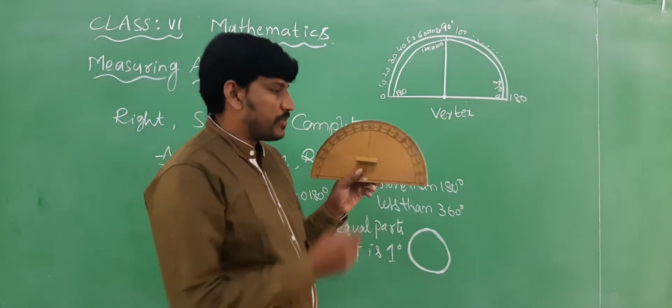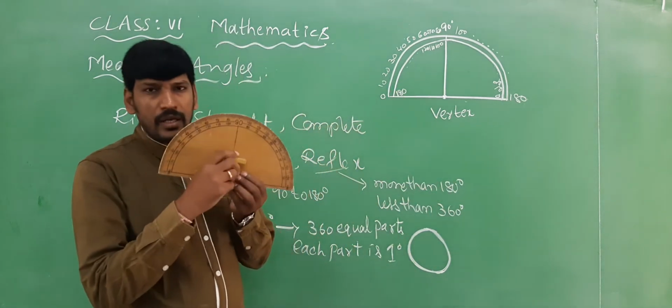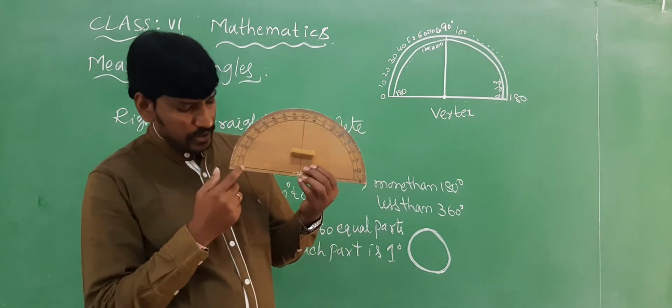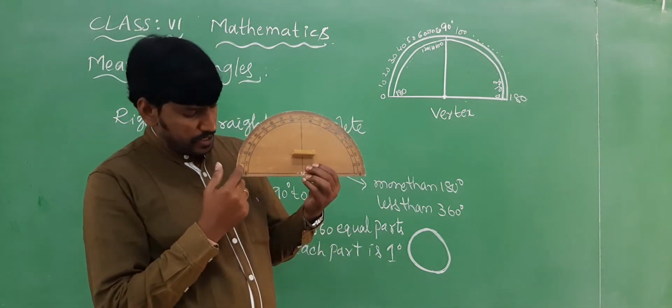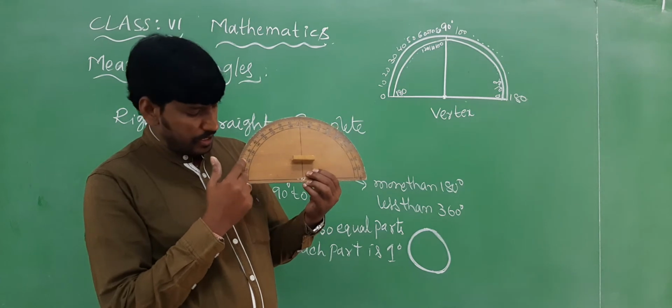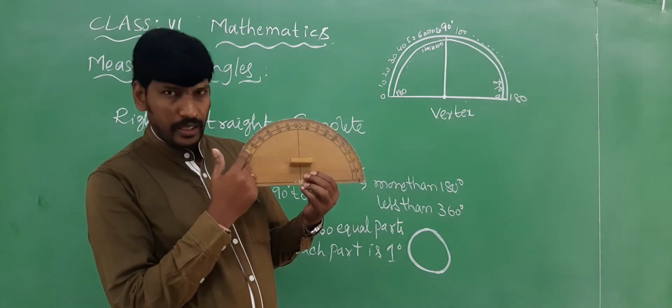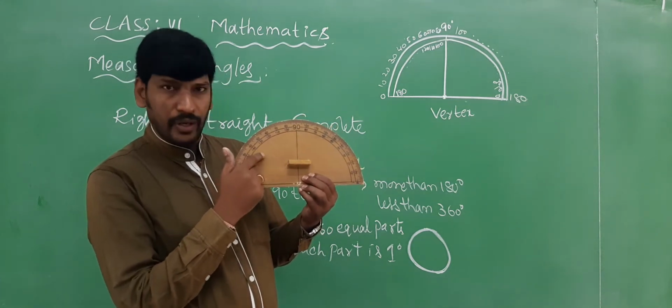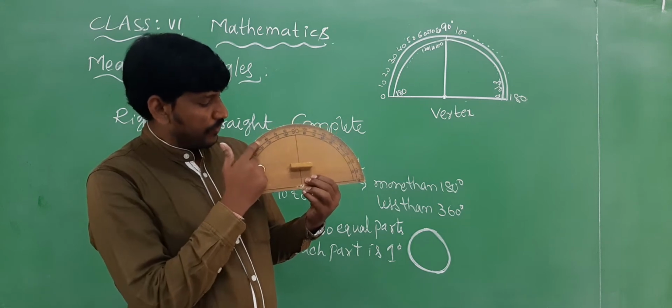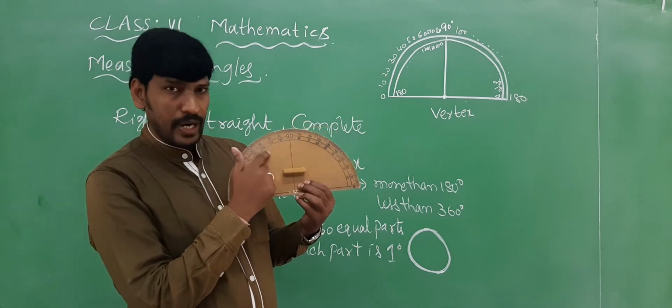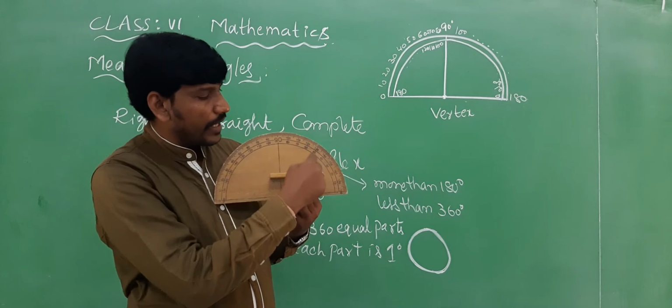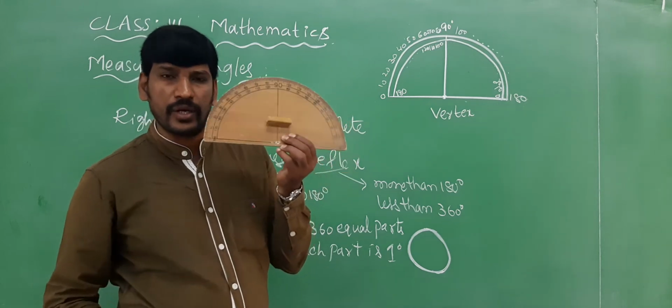Now you just observe here by adding any two angles. See, 0 plus 180 is 180, 10 plus 170 is 180, 20 plus 160, 30 plus 150, 40 plus 140, 50 plus 130, 60 plus 120. Like that, if you add any two angles, it will become 180 degrees only.